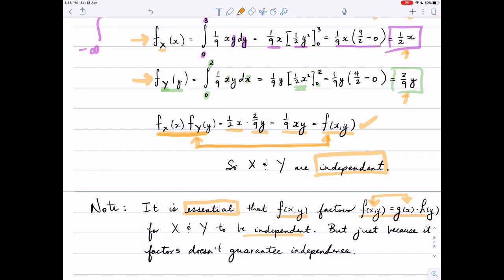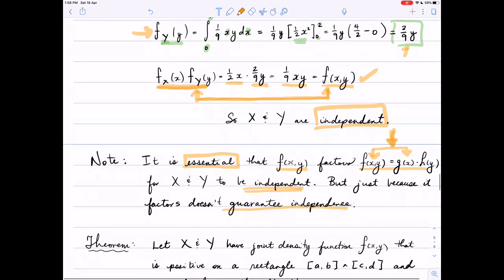But this might happen anyway. It is a necessary but not sufficient condition. This might happen and yet not guarantee independence. This might happen in a dependent case as well. So it must be the case for x and y to be independent, but it's not enough to guarantee it.